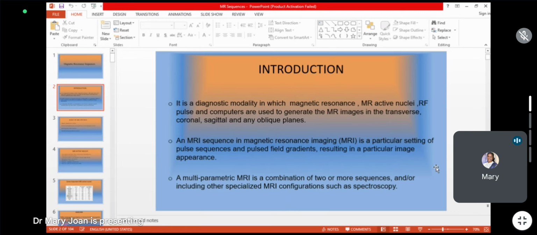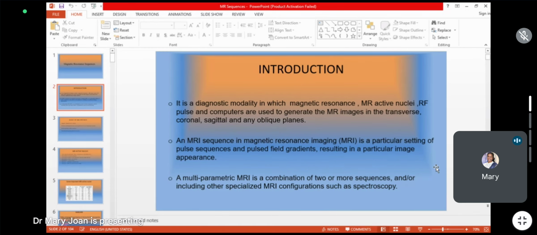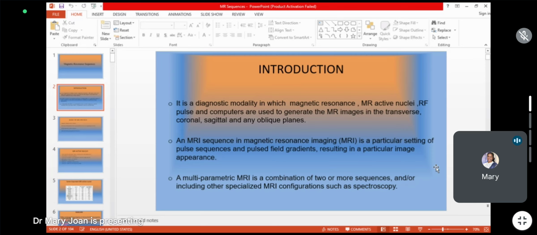So we have discussed already that MRI is a diagnostic modality in which magnetic resonance, MR active nuclei, RF pulse and computers are used to generate the MR images in the transverse, coronal, sagittal and any oblique planes. An MRI sequence in magnetic resonance imaging is a particular setting of pulse sequences and gradients resulting in a particular image appearance. A multi-parametric MRI is a combination of two or more sequences, and/or including other specialized MRI configurations such as spectroscopy.